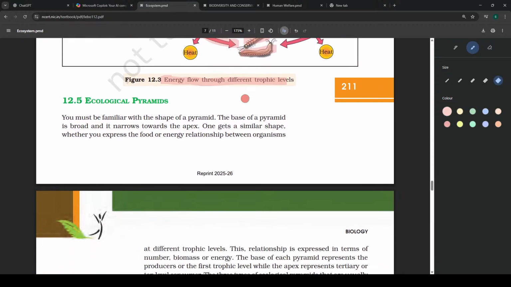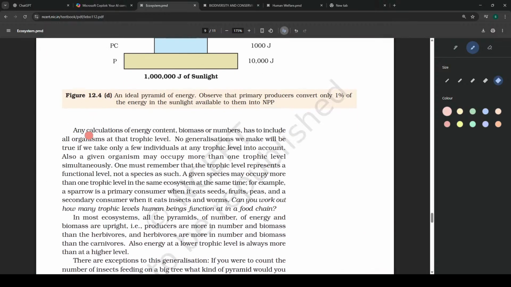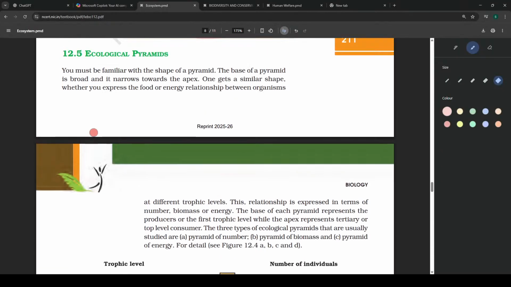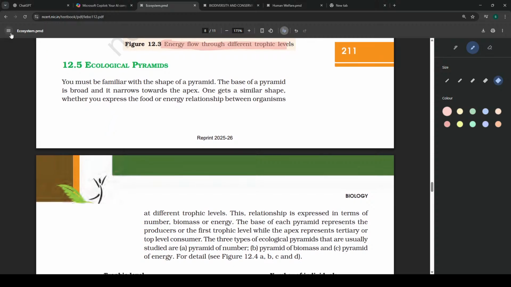Okay, coming to ecological pyramids, I think this is the last topic. Yeah, this is the last topic of this chapter. Ecological pyramids.